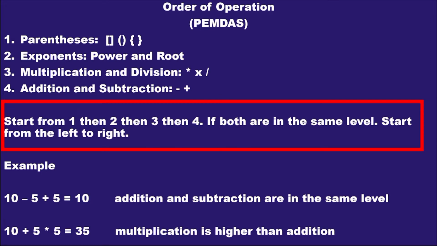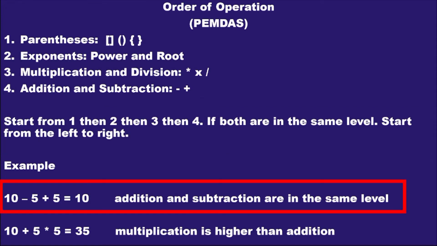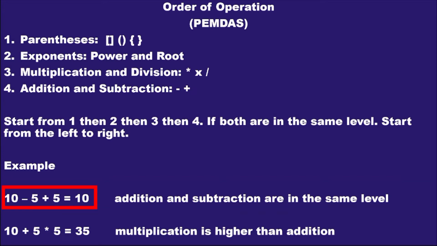Start from 1, then 2, then 3, then 4. If both are in the same level, start from the left to the right. An example, 10 minus 5 plus 5 equals 10. Addition and subtraction are in the same level, so you start from the left to the right. So it'll be 10 minus 5 plus 5 equals 10.